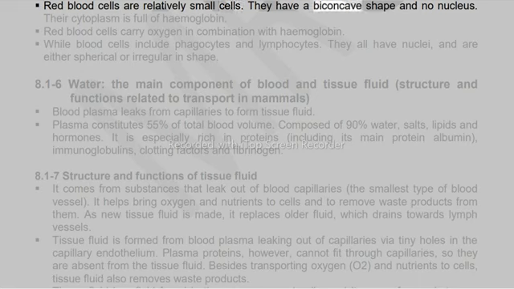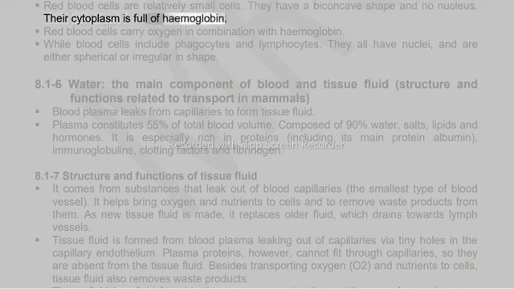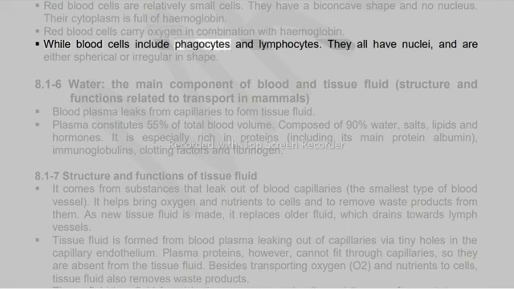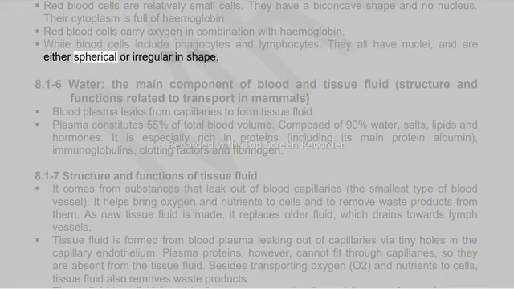Red blood cells are relatively small cells. They have a biconcave shape and no nucleus. Their cytoplasm is full of hemoglobin. Red blood cells carry oxygen in combination with hemoglobin, while white blood cells include phagocytes and lymphocytes. They all have nuclei, and are either spherical or irregular in shape.